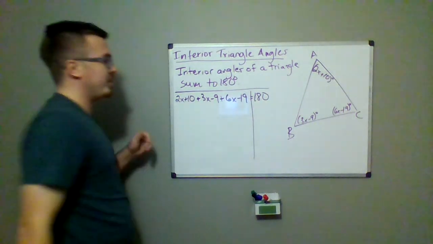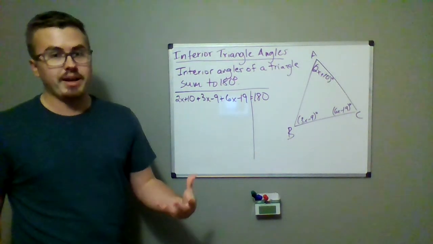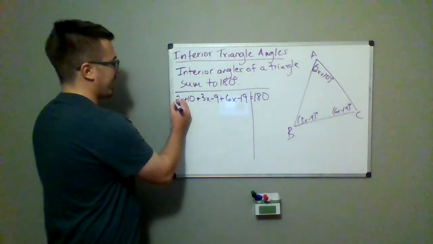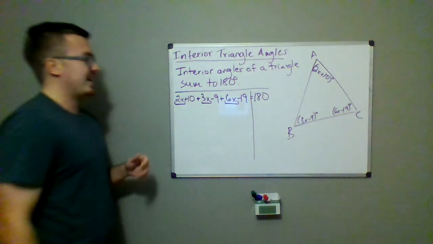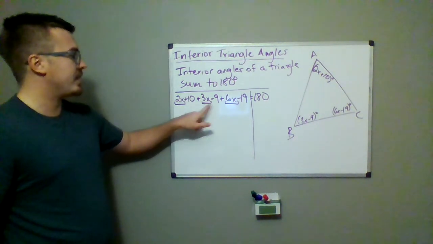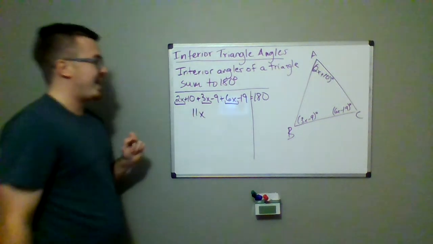Very similar to when we looked at the supplementary angles. First step, or the second step after we make our t-chart, obviously, is to combine like terms. So I've got 2x, I've got 3x, and I've got 6x. So I'm going to add those together. 2x plus 3x is 5x, plus 6x is 11x. So I've added my x's together.